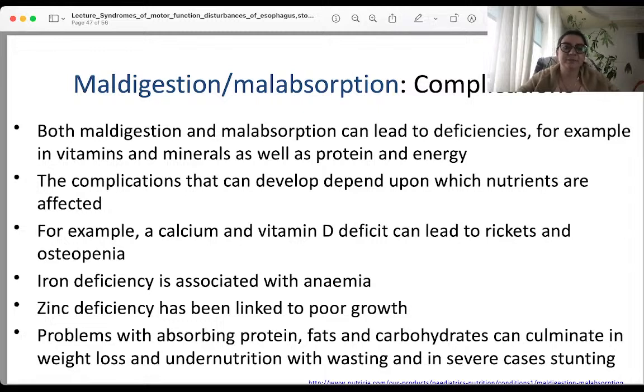Zinc deficiency has been linked to poor growth. Problems with absorbing protein, fats, and carbohydrates can culminate in weight loss and undernutrition with wasting, and in severe cases, stunting.